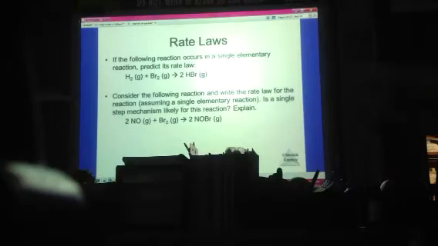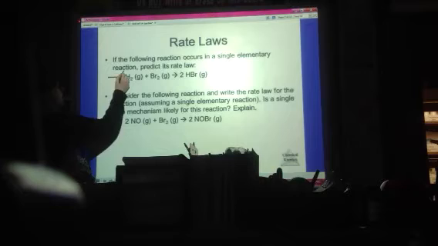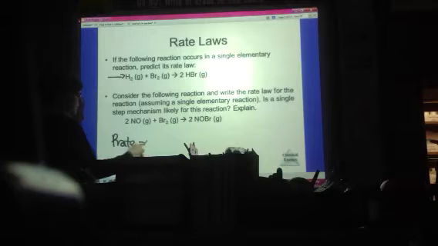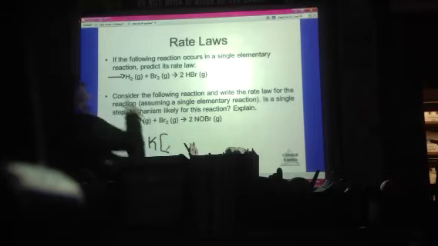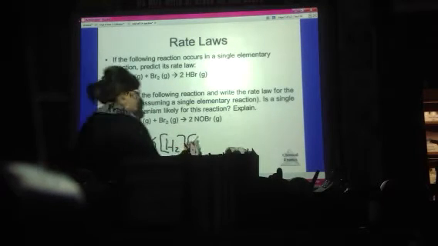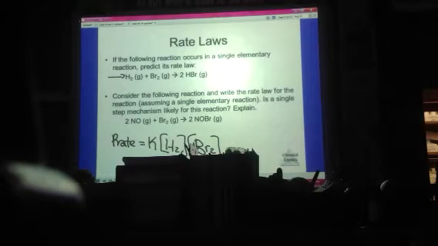Okay, so if we're looking at this example, it says, if the following reaction occurs in a single elementary reaction, predict its rate law. If I want to do that for this one, then I would say rate equals k times the concentration of H2 with the concentration of Br2. So this would be my rate law for H2 plus Br2 yielding 2 HBr.